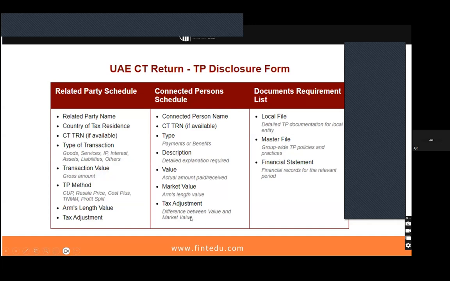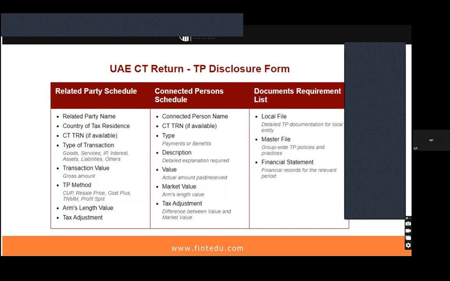So we will discuss what the issues in this schedule are, what the possibilities are, and whether we can get clarity from the FTA or not. We'll discuss all these things. The third part is the documentation requirement, broadly the local file, master file, and the financial statements. Now, surprisingly, the law requires that the master file and local file need to be maintained, but in the disclosure form, they ask us to attach them. However, there's a section where we can add reasons for not attaching.